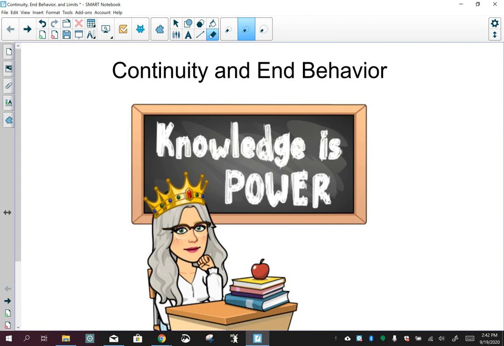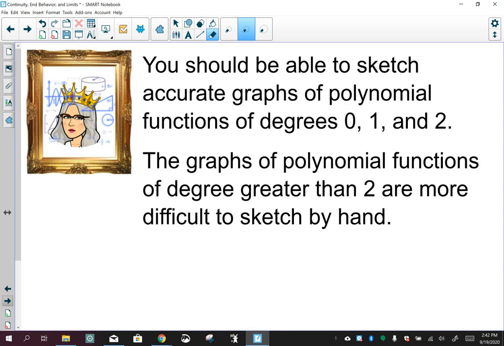Is it going off into infinity? Is it approaching a specific number? What's happening there? Okay, so at this point, you should be able to sketch specific graphs with or without a graphing calculator, preferably without a graphing calculator.